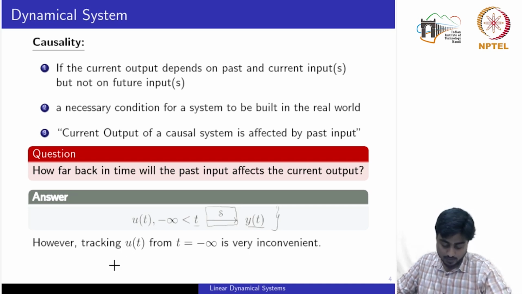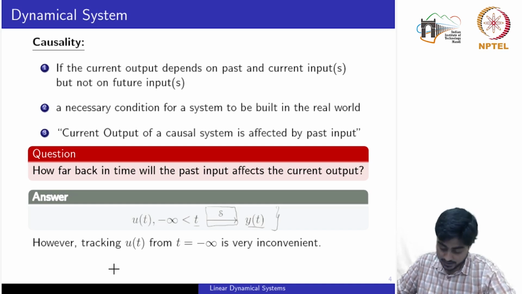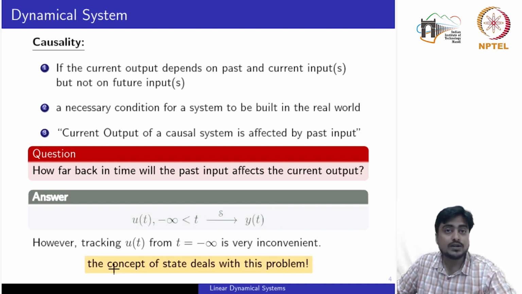Now the problem that arises here is that tracking u of t from t equal to minus infinity is very inconvenient. So how can we address this problem? To address this problem, we would introduce the notion of the state, so that instead of tracking the entire history of the u starting from minus infinity, is there any time from which we need to know the control input to actually compute the output at time t?